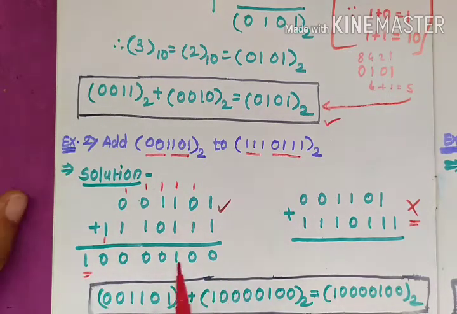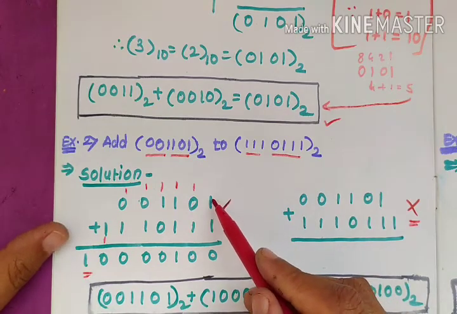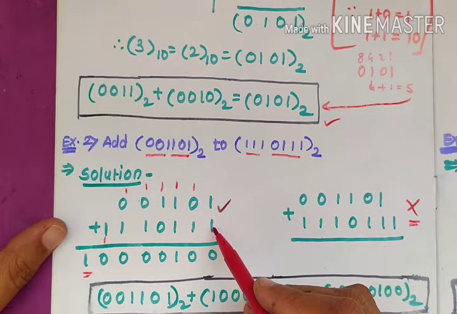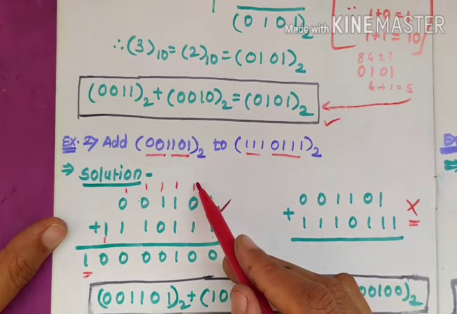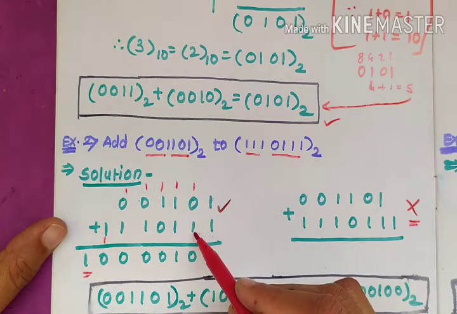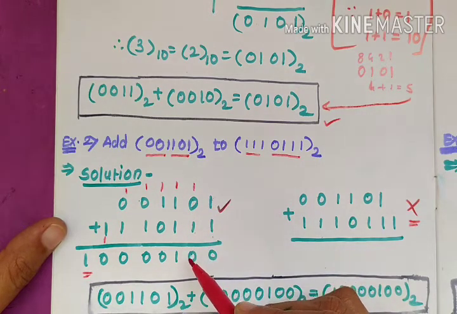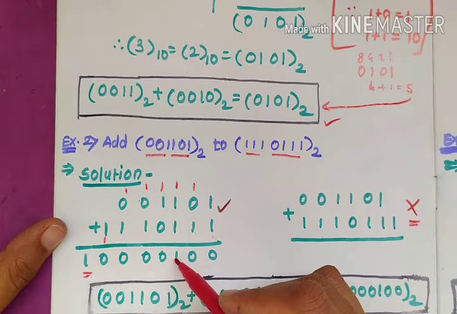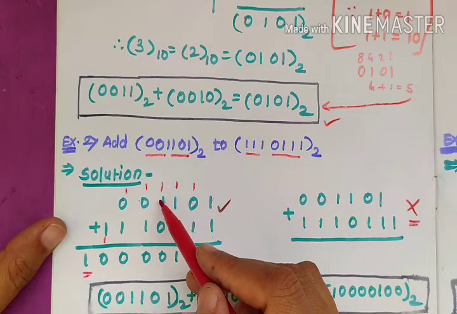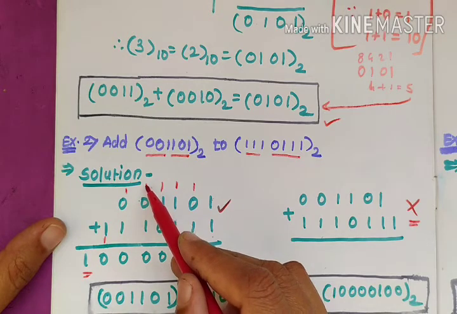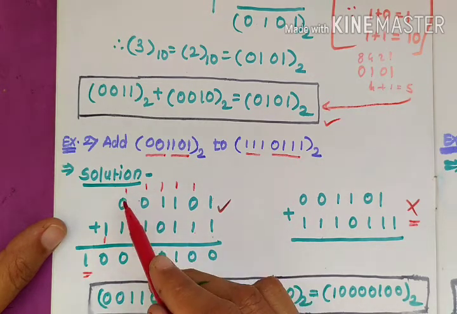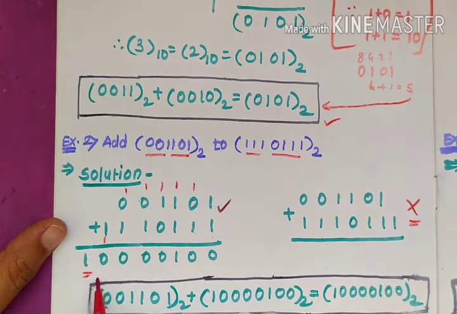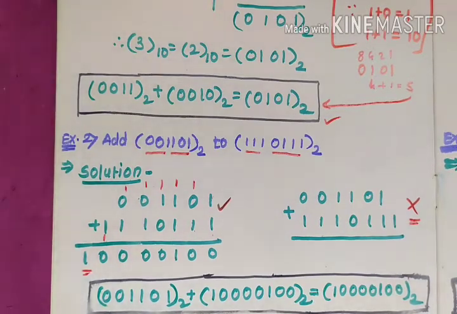Okay students, I repeat again: the addition of both LSBs, of the first number and the second number, gives 1 plus 1, sum 0, carry 1. Then this 1 will be added to this 1, 1 plus 1 is equal to 0, carry 1. Then 1 plus 1 plus 1, sum 1, carry 1. Then 1 plus 1, sum 0, carry 1, and so on. In this way we will get the final answer.